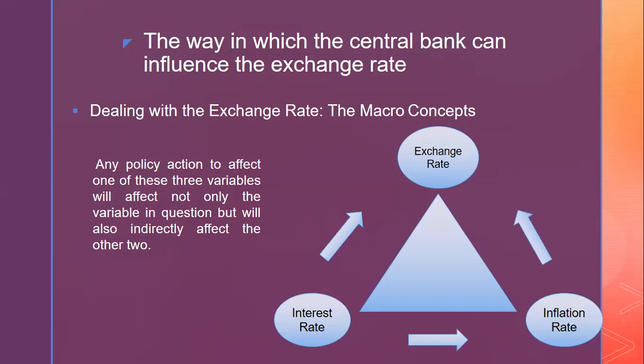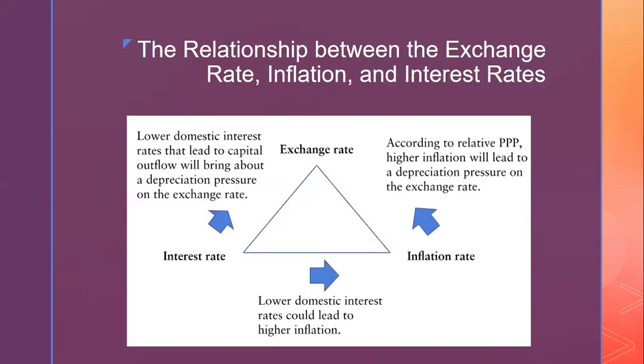For this stage, we are going to discuss three macroeconomic variables: interest rate, inflation rate, and exchange rate, and how the interlinkages between these three variables might result in direct effects on the macroeconomy. For an example, we are going to discuss how a central bank policy action might affect one variable and also affect the other two variables through indirect impact.